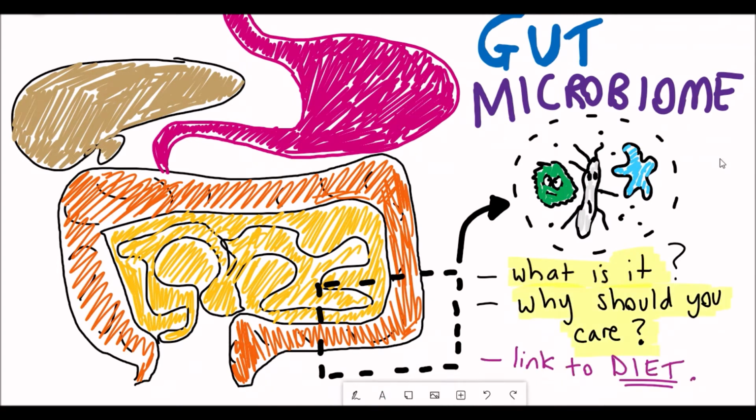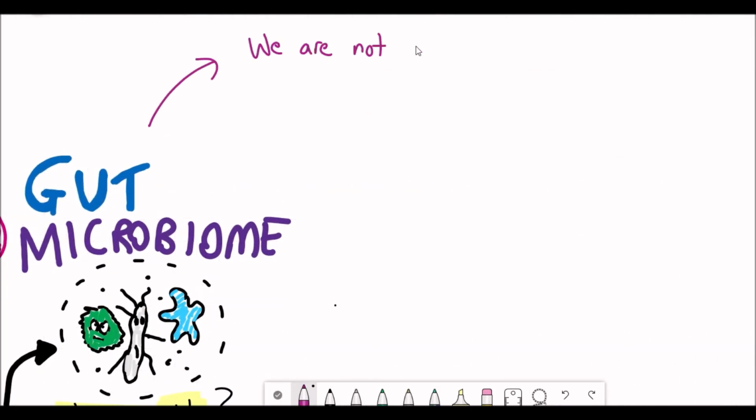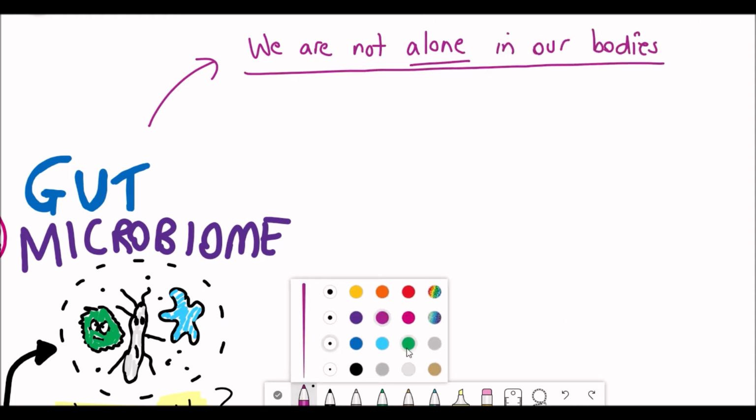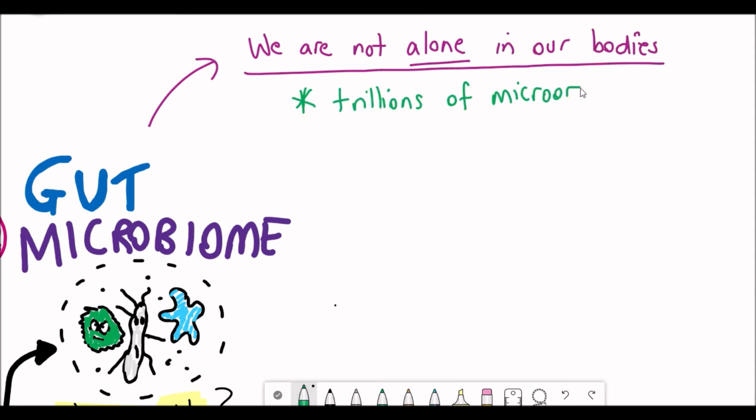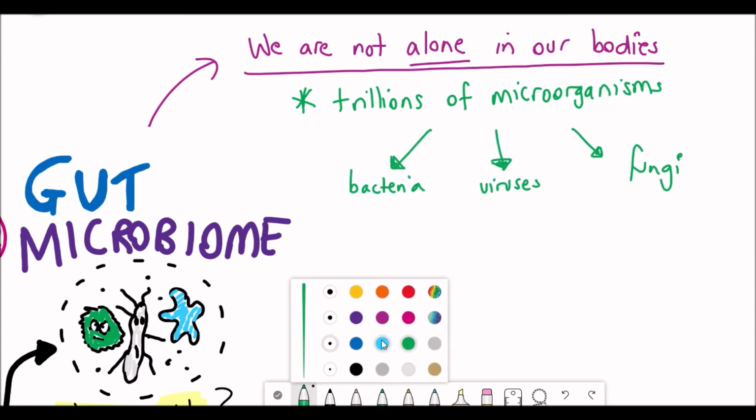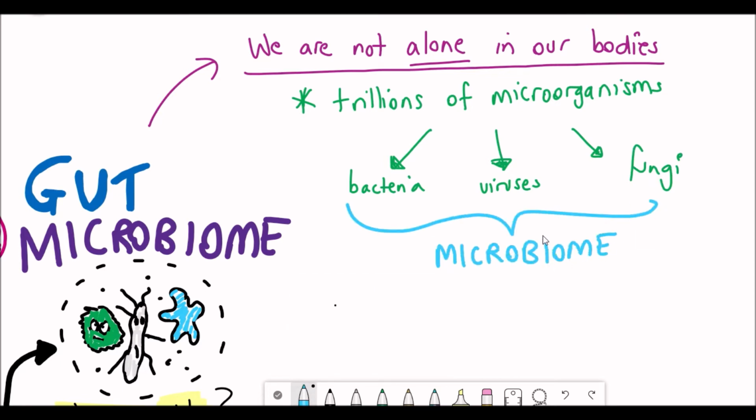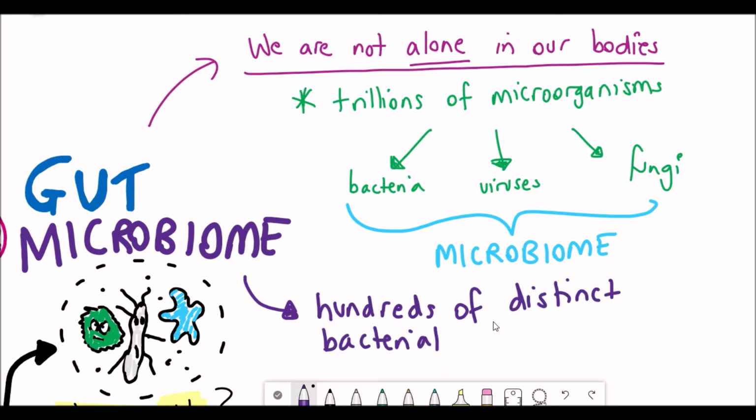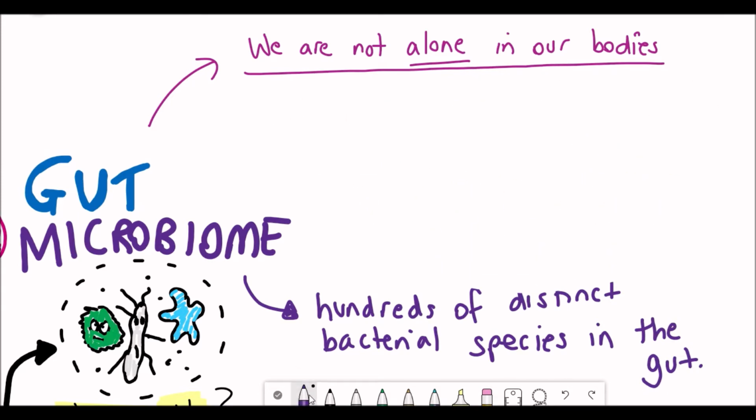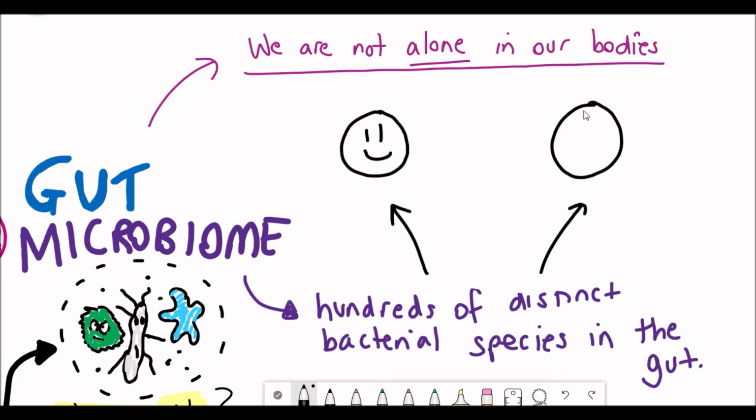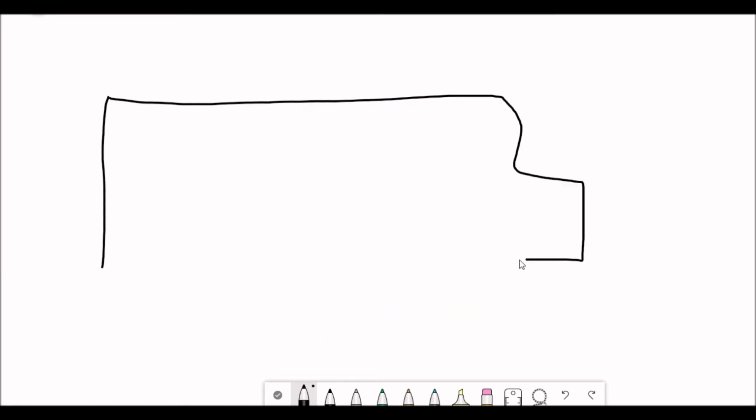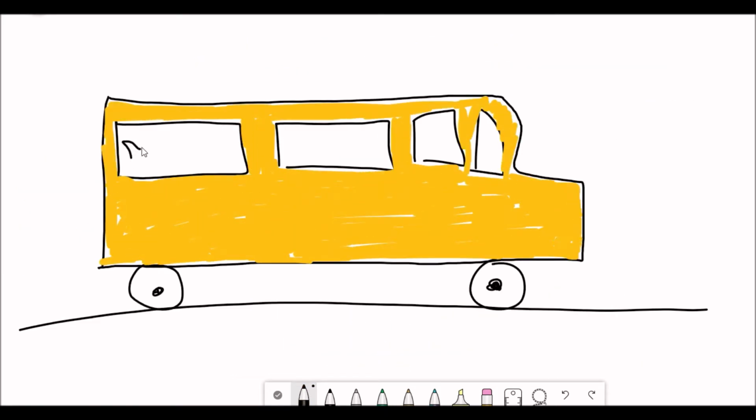So firstly then, what is the gut microbiome? Well, here comes the scary fact. We are not alone in our bodies. In fact, we are also containing trillions of microorganisms. So this doesn't just include bacteria, but it also includes viruses and fungi as well. And so collectively, this is referred to as the microbiome. However, most of the current research is more focused on the bacterial species, so I'll kind of focus on that as well. And there are hundreds of distinct bacterial species within the gut. And so they can be good and bad, so some of them are beneficial, but some of them are pathogenic. And understanding the differences between them is what's really interesting.